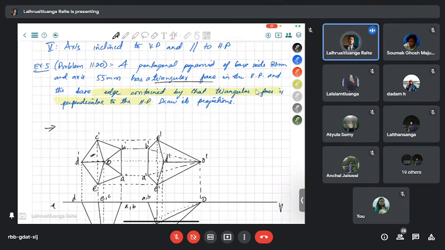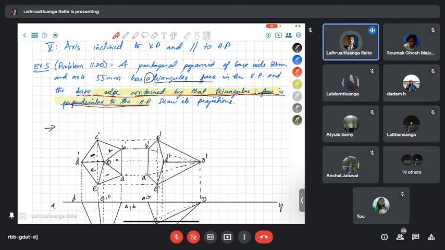This face, this face, this face, this face, and this face. So it has a triangular face, meaning singular. One of the triangular faces is in the VP. It is directly in the VP, or let's say stuck to the VP with one of the faces. And the base edge contained by that triangular face is perpendicular to the HP. So this is our determining condition. Okay, the base edge contained by the triangular face is perpendicular to the HP.